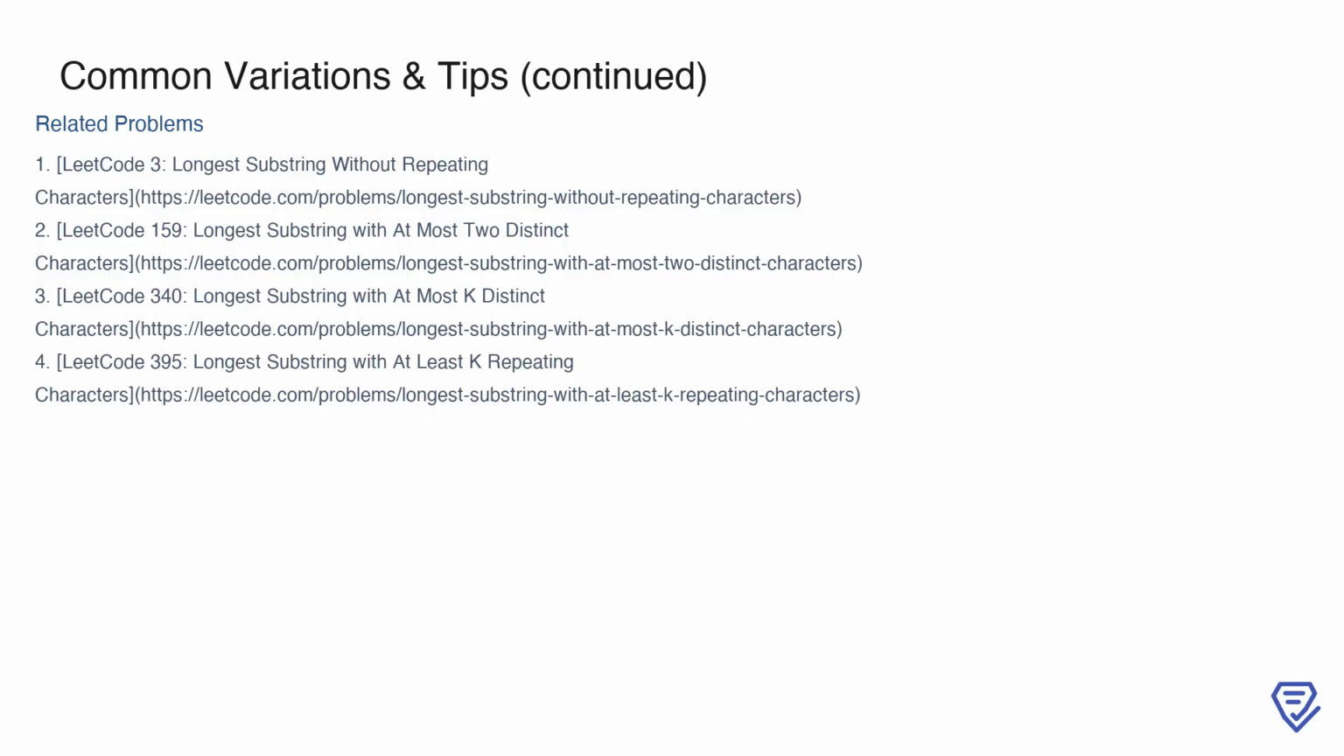Studying these related problems can help you see common patterns and techniques, such as how to leverage sliding windows or hash maps effectively. They also highlight how constraints like character uniqueness, repetition, and substring length can be adapted to different problem variations, allowing you to build a versatile toolkit for solving substring problems in general.